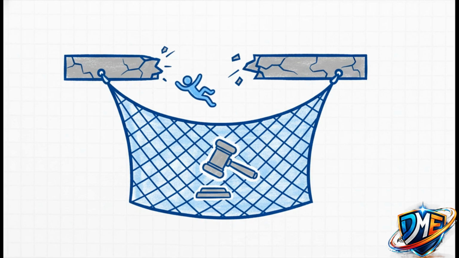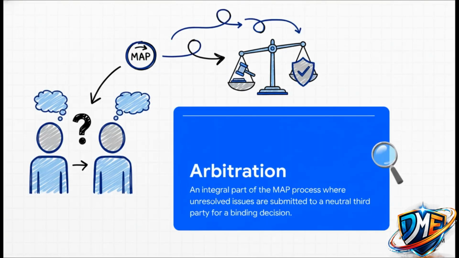There is one final, ultimate safety net that's been built into the system for exactly these kinds of situations, and that is arbitration. Now, it's important to understand that arbitration isn't some totally separate path. It's actually an integrated part of the MAP process. When the government negotiators just can't find a solution themselves, the case can be handed over to a neutral third-party arbitrator. And that arbitrator's decision is binding, which guarantees there will be a final resolution.